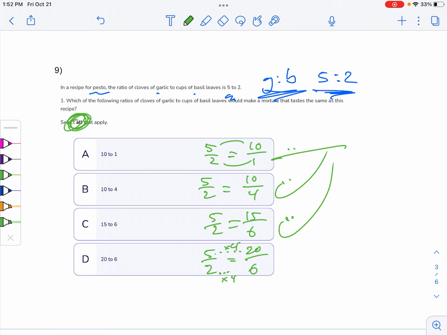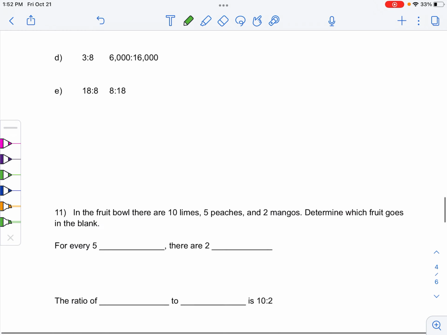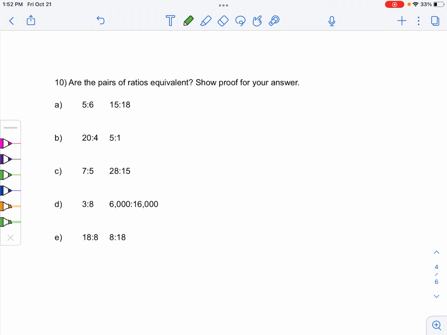Is 2 times 4 6? No, 2 times 4 is 8, not 6. It does not work. Nope, does not work. Oh my goodness, you're doing so great. Hang in there. Oh goodness, are all the pairs of ratios equivalent?